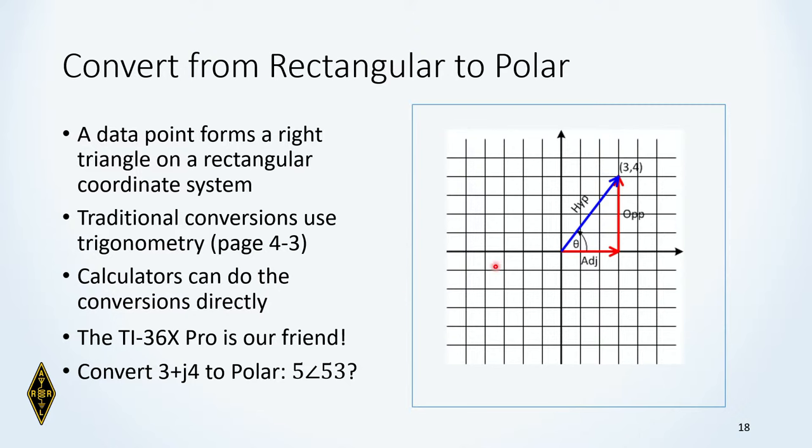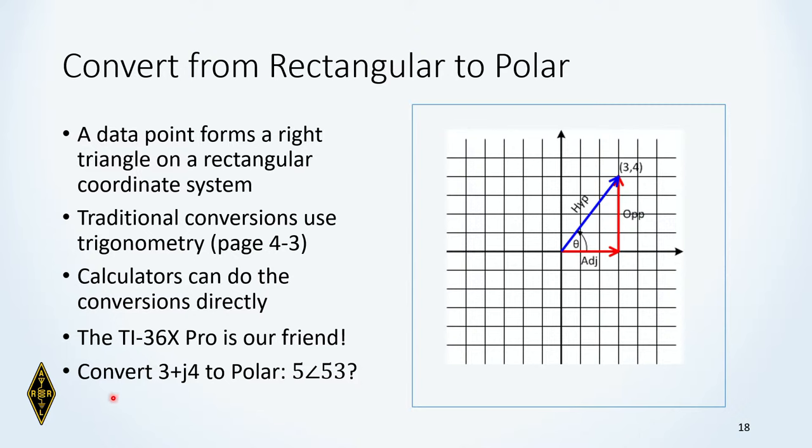And the nice thing about our calculator, it lets us do the conversions directly. And there are some cases where we're going to need to convert a rectangular form to polar. And you may recall that in the polar form, you get an angle. That angle is also called a phase angle for impedance. Because our calculator will do rectangular to polar directly, anything we put into our calculator in a rectangular form, it's going to display in polar form. That's why we can bypass all of this stuff. Don't need to do the trig. So the TI-36X Pro is our friend. And I'd like to prove that to you now, if I may.